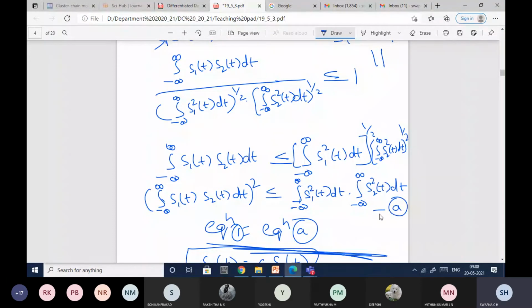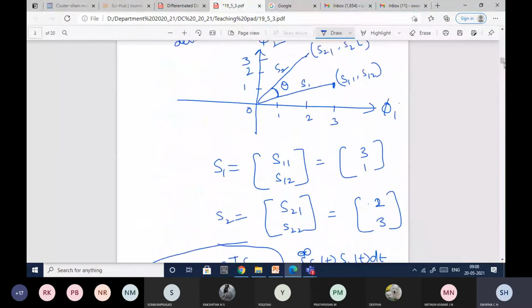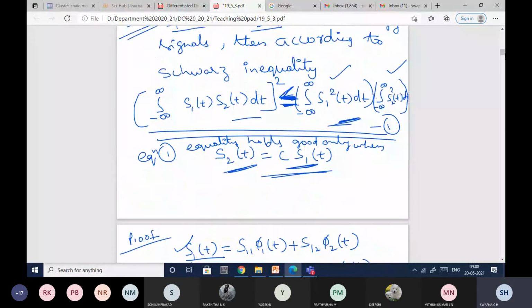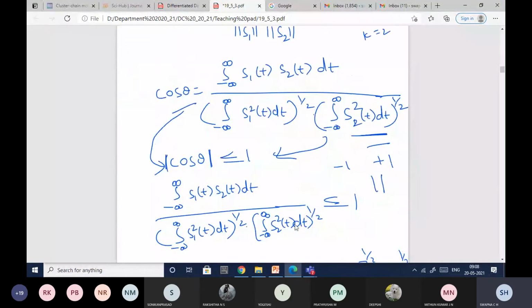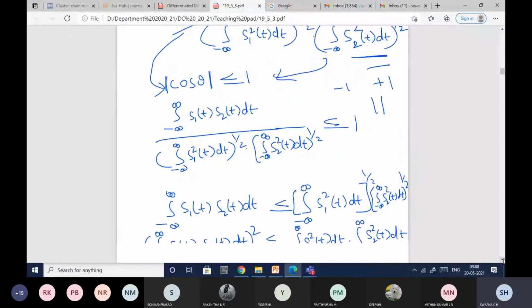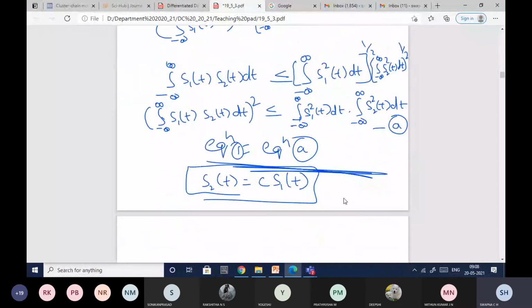Okay, so when you compare this equation A and whatever I need to prove, they both are the same. So this is what I need to prove, right? The integral from minus infinity to plus infinity of s1(t) s2(t) dt, whole squared, is less than or equal to the energy of s1(t) and the energy of s2(t). The same thing. This is proved. So this is the Schwarz inequality equation. So you can say that hence proved.